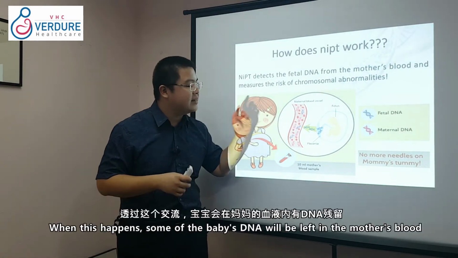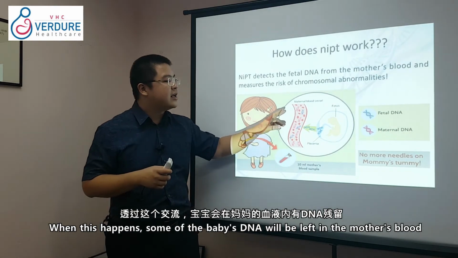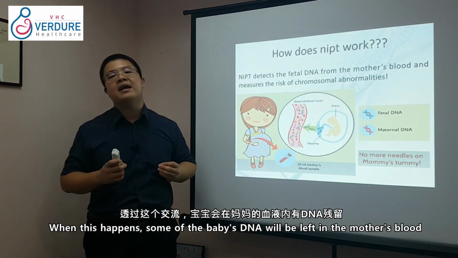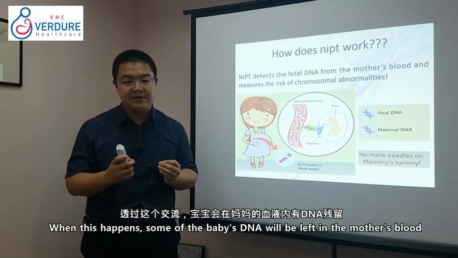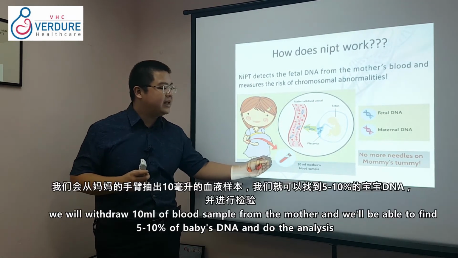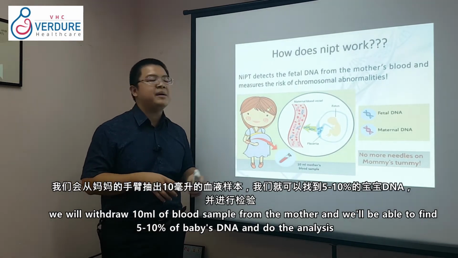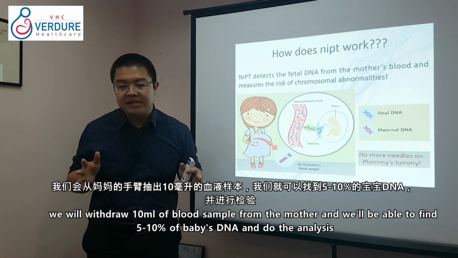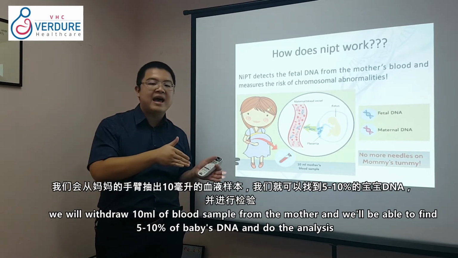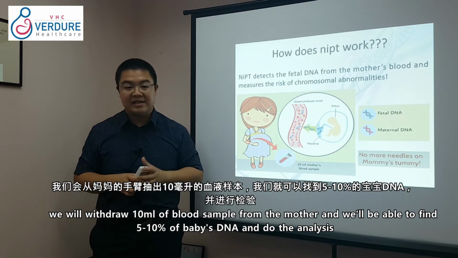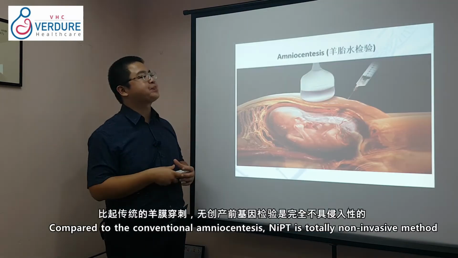So under this exchange method, in your bloodstream, we will be able to find pieces of DNA that the baby has left in it. We only need to take 10 milliliters of the mother's blood, and we will be able to find about 5 to 10% of the baby's DNA in that sample, and we will be able to run the genetic test for your baby.